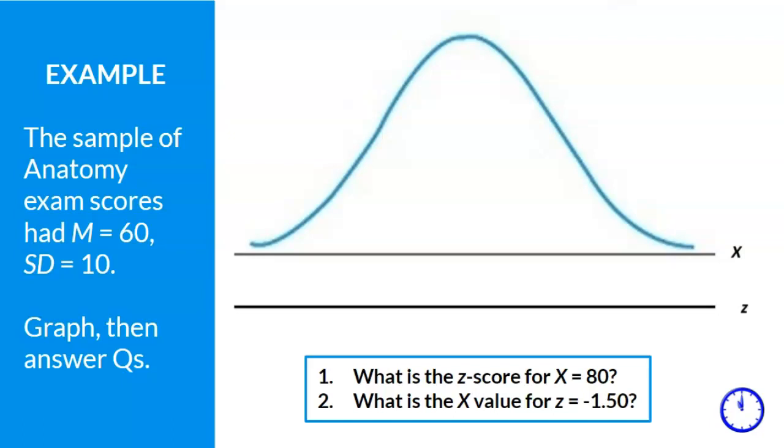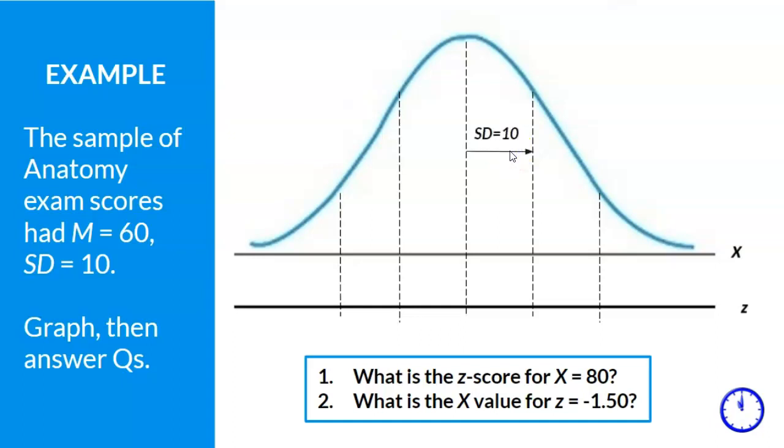Ready for the answer? First, let's draw in the dotted lines. The SD is 10 and the mean is 60. One standard deviation above the mean is 70, and then 2 is 80. If we go below the mean, 1 is 50, and 2 standard deviations below the mean would be 40. Now we should just include our standardized z-scores. Now we're ready to answer these lecture examples.